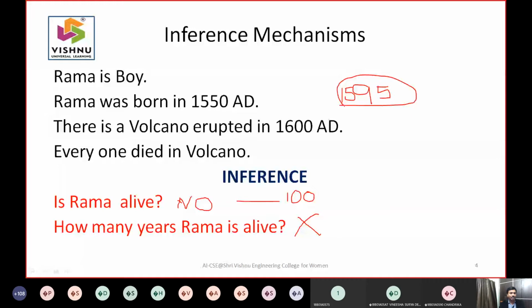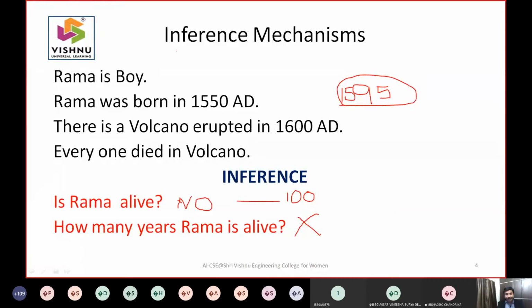As far as this class is concerned, we will also take every statement as valid, and we try to draw inferences like this. Is Rama alive? No is the answer, and the inference probability is 100. So this type of inference only we are going to learn.